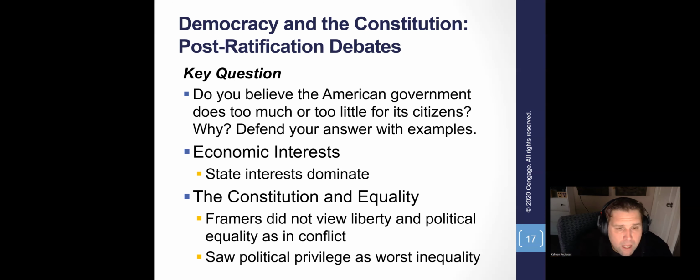Okay. Then, of course, constitution and equality is the other big thing, right? Whenever you talk about the political spectrum, you talk about how people are economically, and then you talk about how they are socially, right? So the framers of the Constitution didn't necessarily view liberty and political equality as being in conflict, but certainly those ideas did start to come about as things moved on. And they saw political privilege as the worst type of political inequality, right? Chief among some of the zingers that some of the founding fathers had was the idea that people should basically serve in government and then get out so that they don't get corrupted by the power that exists within it.